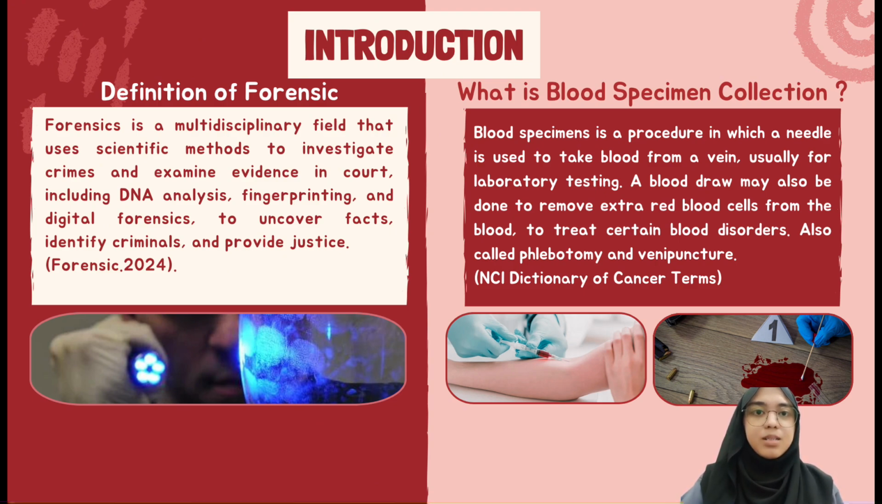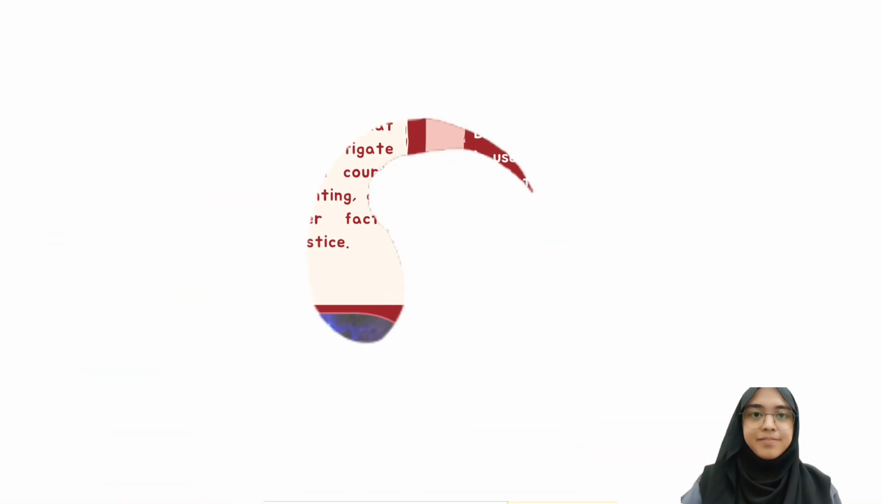Blood specimen collection is a procedure in which a needle is used to take blood from a vein. This is usually for laboratory testing. A blood draw may also be done to remove extra red blood cells from the blood to treat a certain blood disorder. Other than blood specimen collection, we also call it phlebotomy or venipuncture.